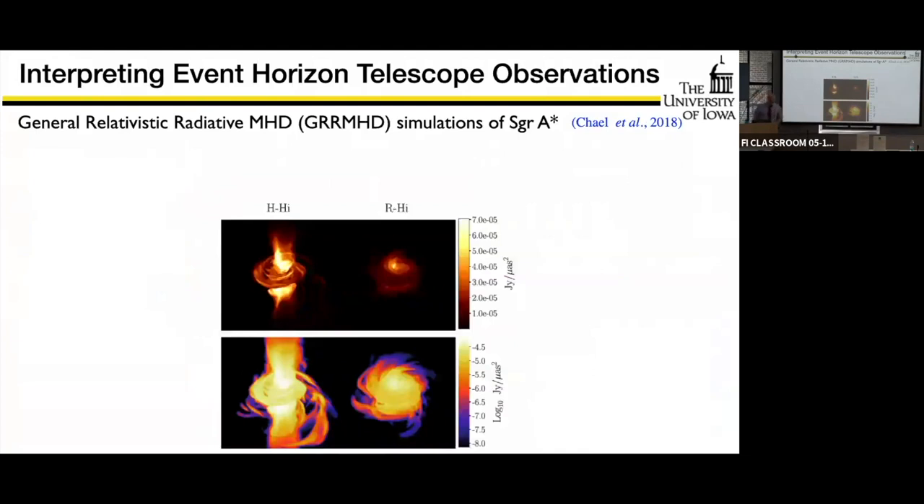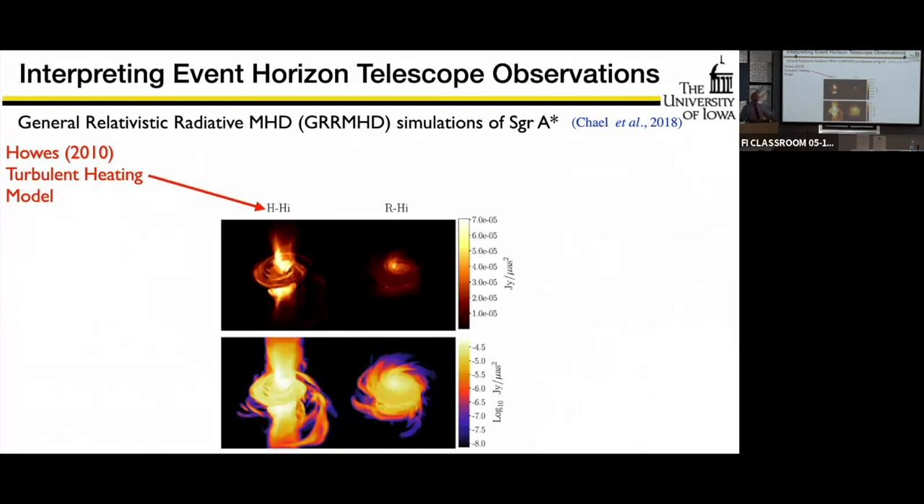Okay, so why do we need this? Why do we care, right? Well, here's an example of a general relativistic radiative MHD simulation of Sagittarius A star. We have two identical simulations with one difference: they use a different prescription for where the energy goes when the turbulence dissipates, whether to the ions or the electrons, and what the nature of that heating is.